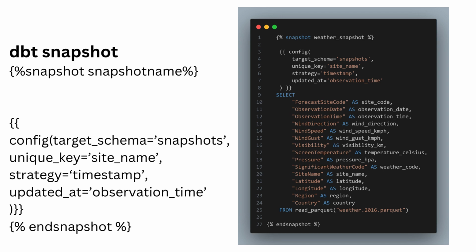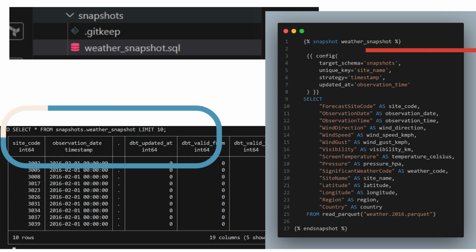dbt snapshot is used to track historical changes in a table over time. It is useful for handling slowly changing dimensions. Whenever data updates in the source table, dbt keeps a record of the previous values. When you need to track changes in customer details, employee records, or product prices, when your data does not have built-in versioning, but you need historical tracking, let us create a weather_snapshot.sql under the snapshots folder.